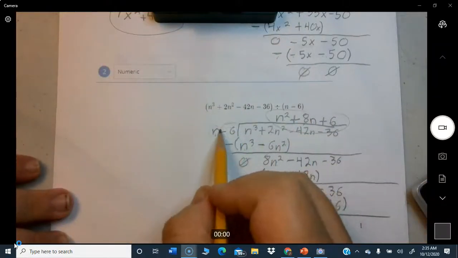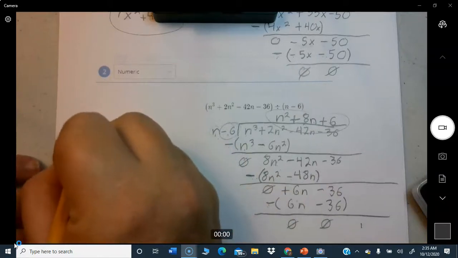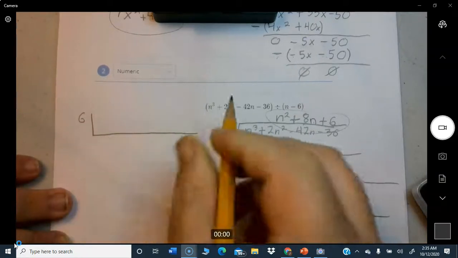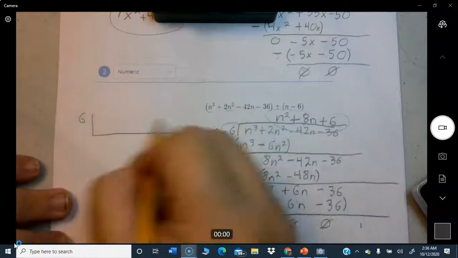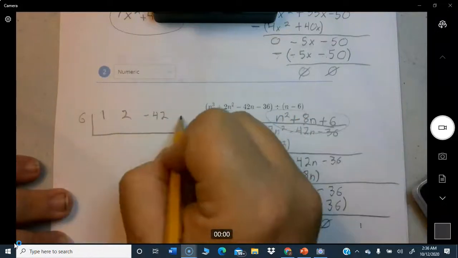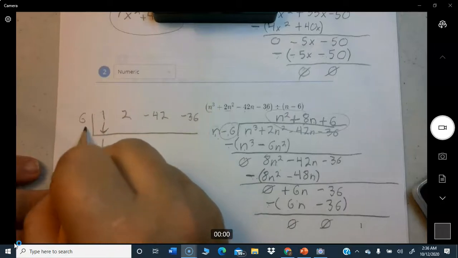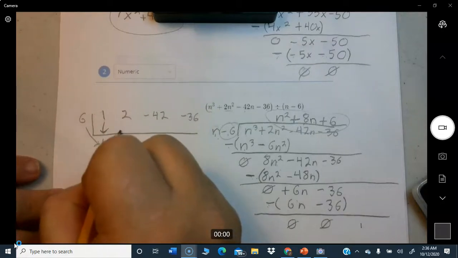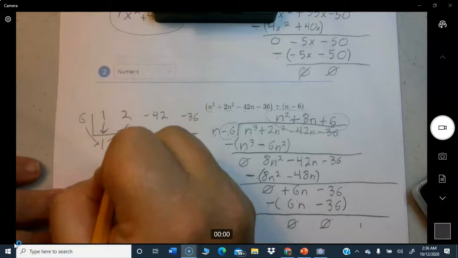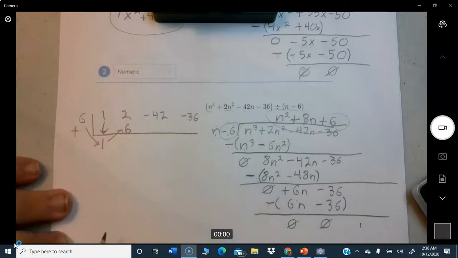Now synthetic, you take the opposite of this, reverse it. It's a plus 6. And just write the coefficients. No coefficient means it's a 1. Okay. Pull the first one down. And now that times that gives you that. So that's going to give you 6. All right, and this is a plus, by the way. I should have emphasized that on the last one. Unlike over here where it's a minus, it's a plus.